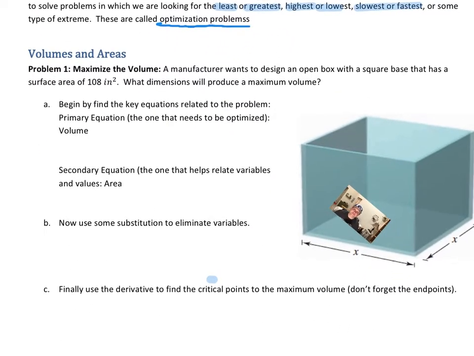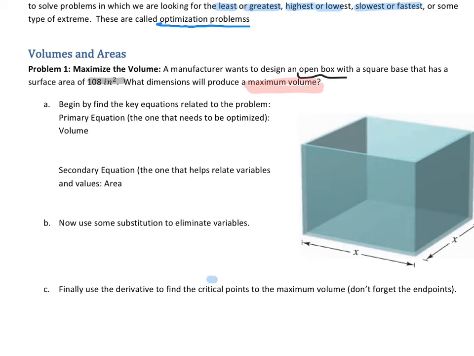So, the first kind of problems involve volume and area. Our situation here is we want to maximize the volume of a box. A manufacturer wants to make a box. It's an open box, so that means it's got no lid. And we've got a square base. That's going to be important. We know we have a surface area of 108 square inches, and we want to find the dimensions for the maximum volume. What is that maximum volume?